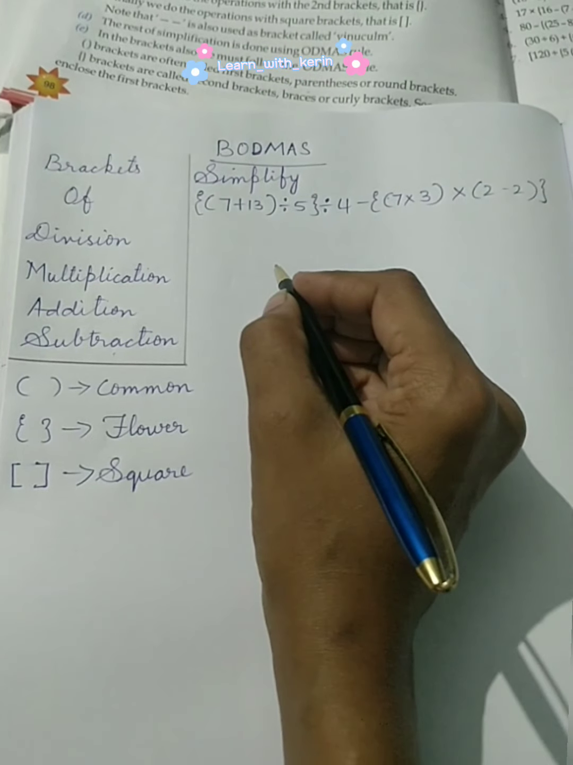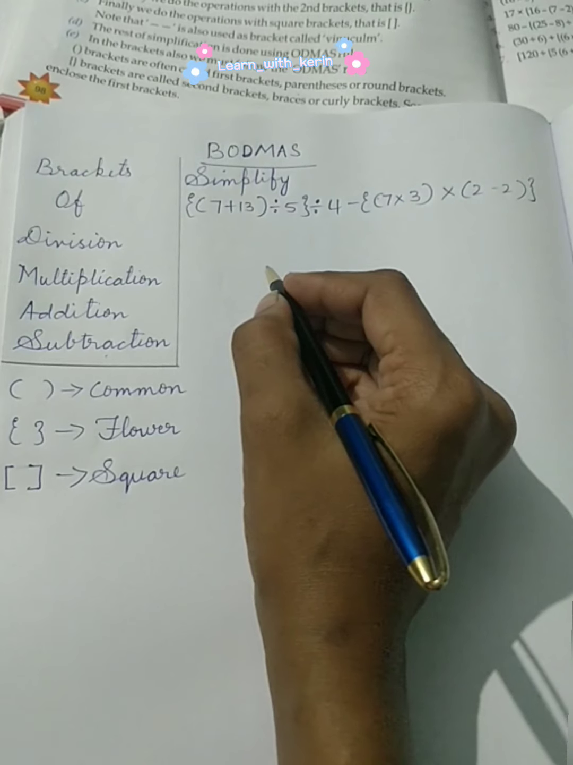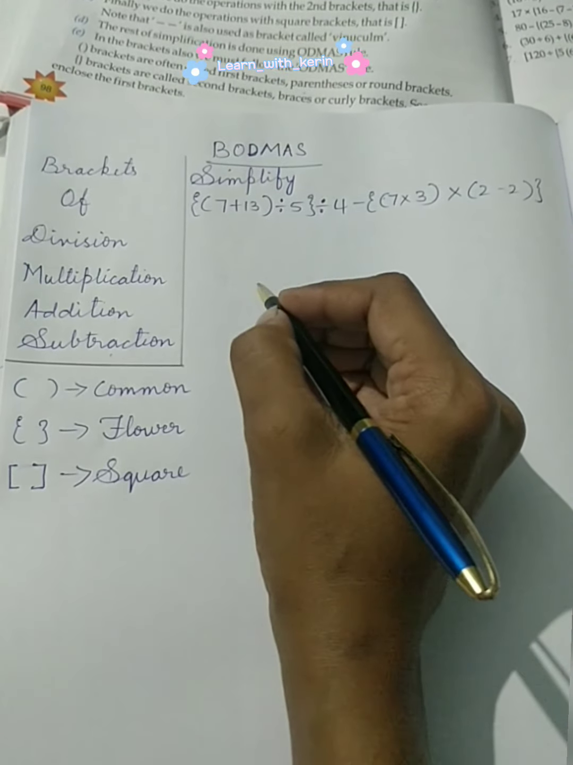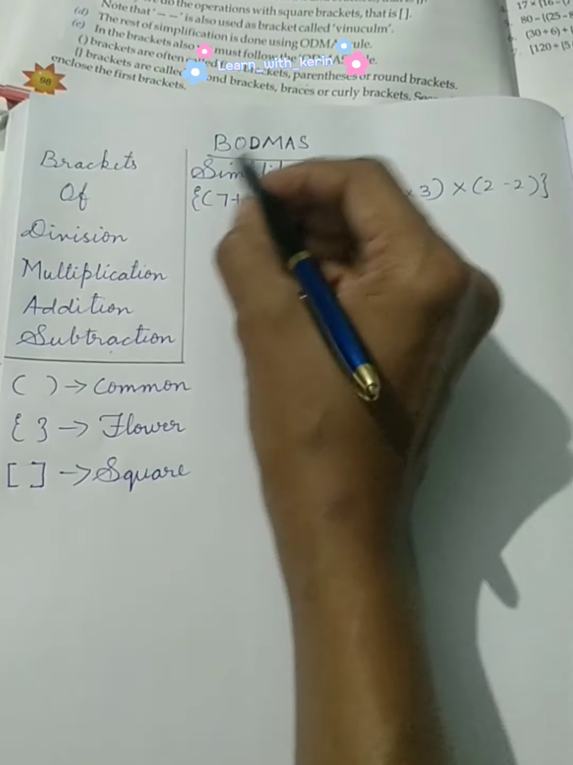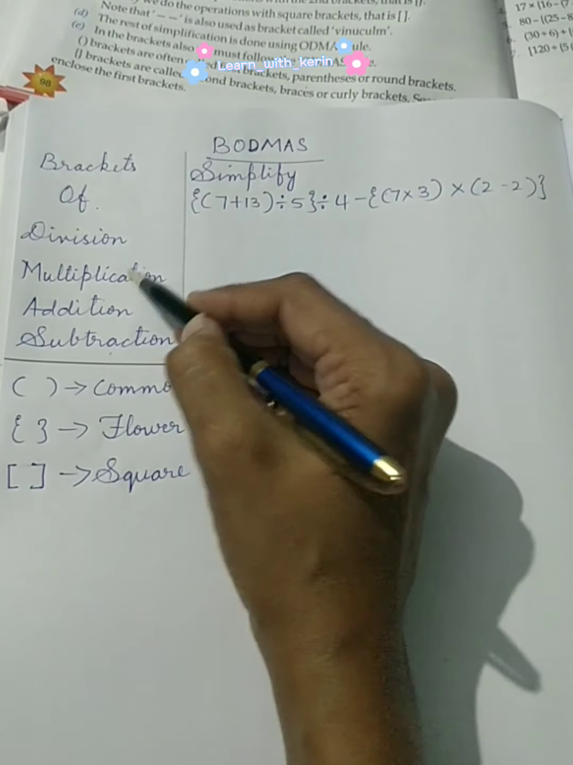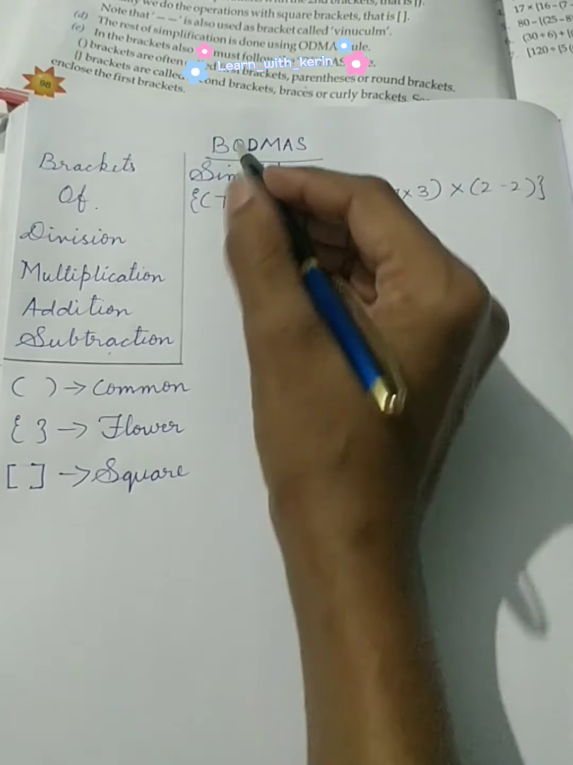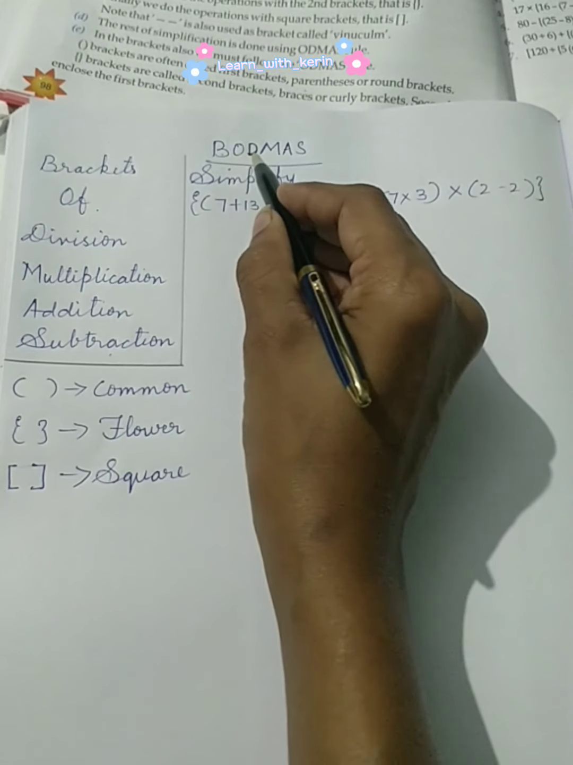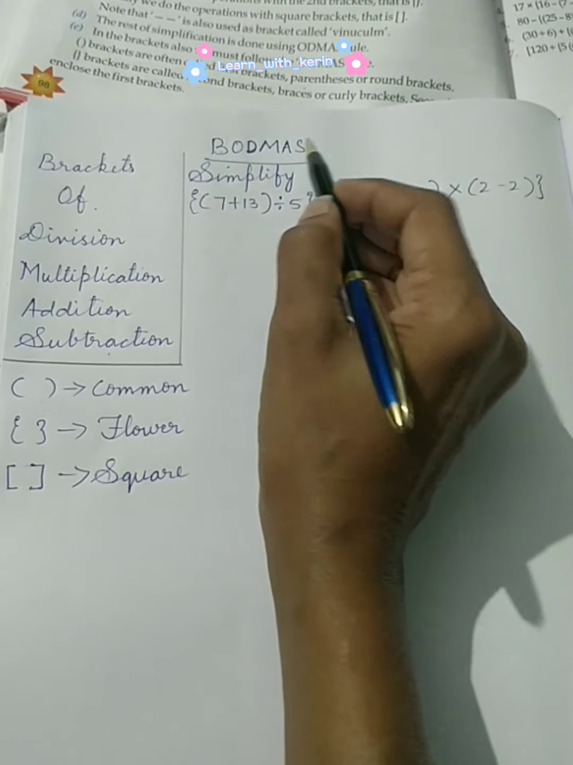I am Karen, your Maths teacher, and today I will be teaching you all the sums based on the BODMAS rule. Now, let us know what BODMAS is. BODMAS is the short form of brackets, of, division, multiplication, addition, and subtraction. Let us recall, children. BODMAS is the short form of brackets, of, division, multiplication, addition, and subtraction.